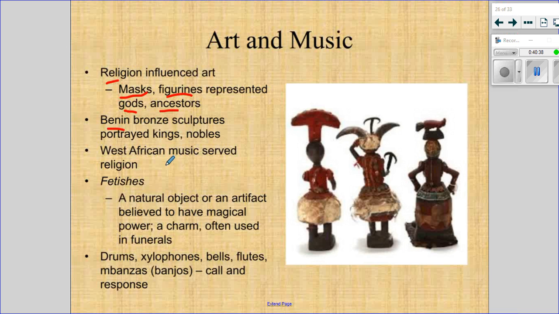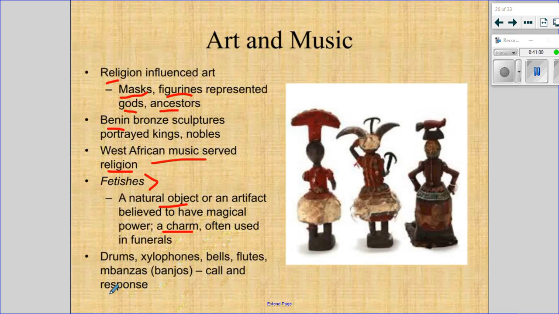West African music was important from a religious standpoint. Something called fetish dolls or fetishes were important. These are natural objects believed to have magical power, like what we would call a charm. A lot of times they use them in funerals and things like that.